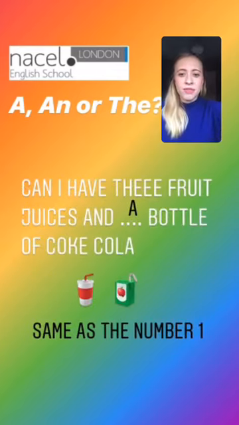Okay, number 3 is, can I have 3 fruit juices and a bottle of Coke? A bottle of Coke. Okay, if you got this correct, well done. The reason for this is because we are using a instead of the number 1.